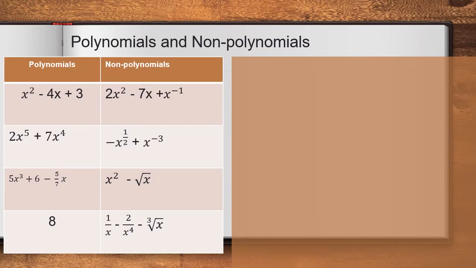So next, let's have the polynomials. So we have polynomials and non-polynomials. In polynomials, we have x squared minus 4x plus 3. In non-polynomials, no negative exponent allowed. So our exponent should always be positive. So as you can see, there is negative 1. Therefore, it is non-polynomial. Next, exponent cannot be a fraction. If your exponent is a fraction, therefore, it is non-polynomial.